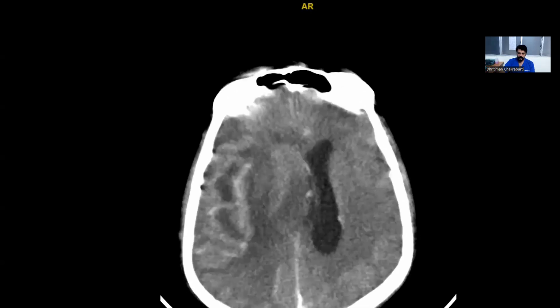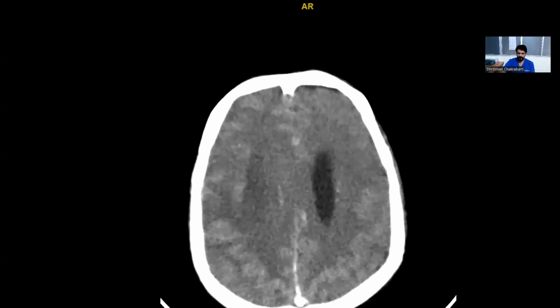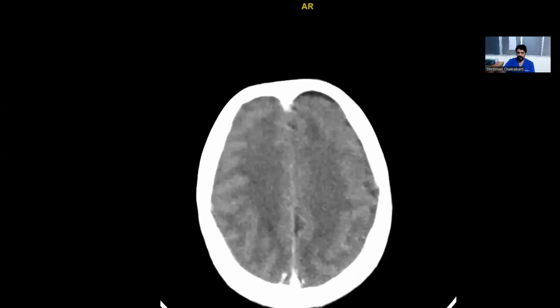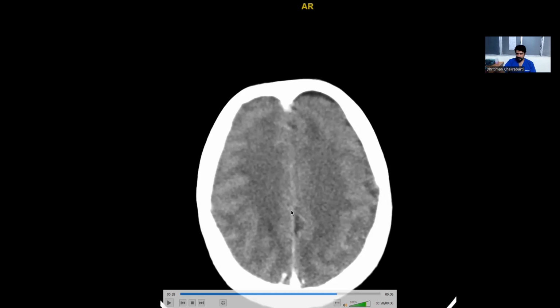I'll just let it play out until we get to the top. When you get to the top, you are able to see that there is a line in the middle. This line in the middle is your falx cerebris. Falx cerebris is a structure which goes over the brain. It goes between the cerebral hemispheres, but above the corpus callosum. It is like a band of tissue in between the two cerebral hemispheres.